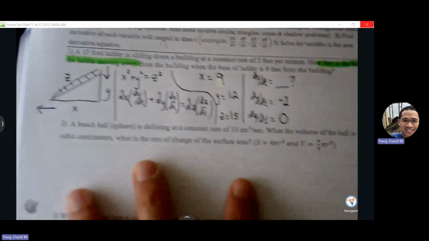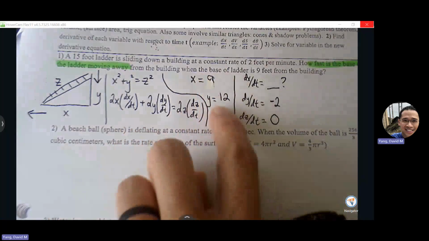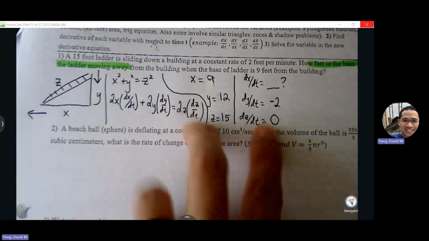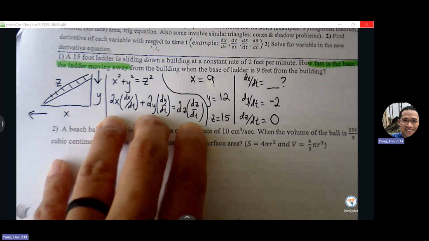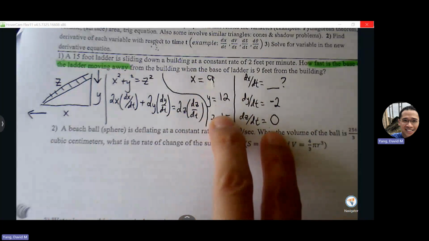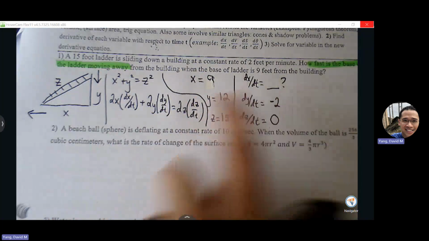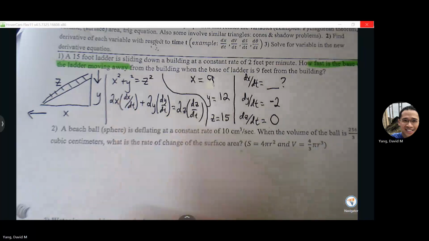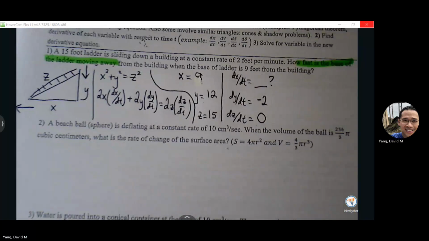All right, so now it's just a basic equation that we're solving. Replace every variable with what we've gathered, and then we can solve for dx/dt. Okay, you guys want to try that?